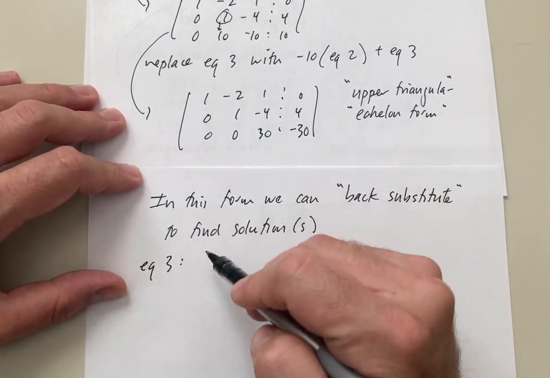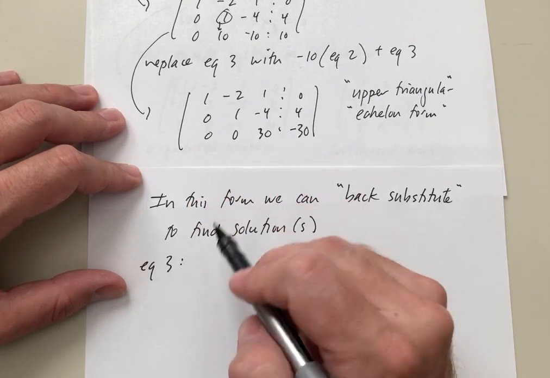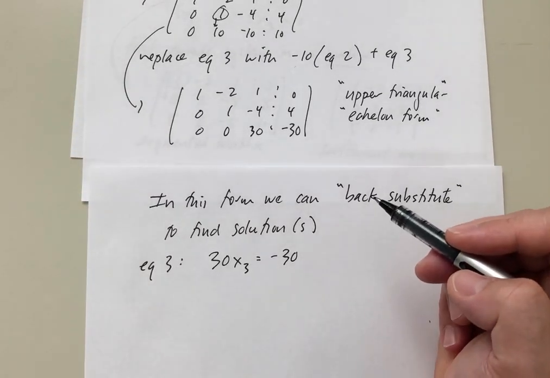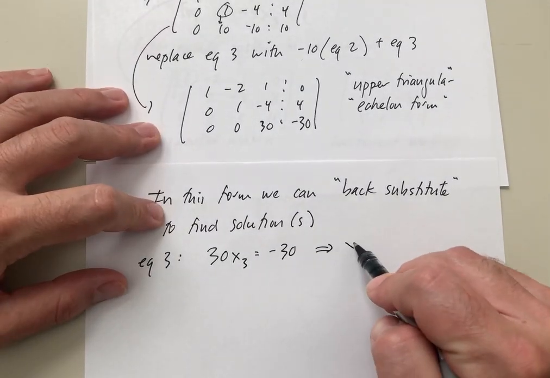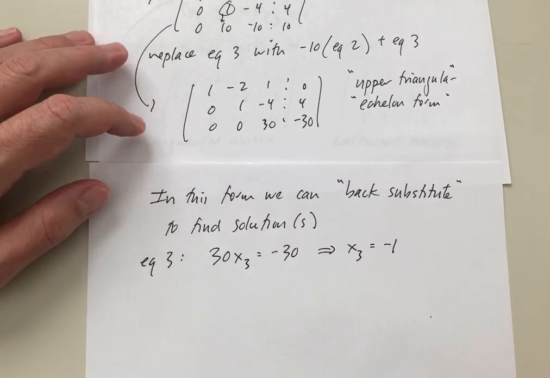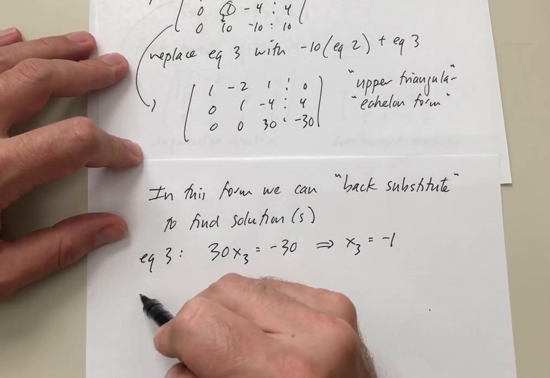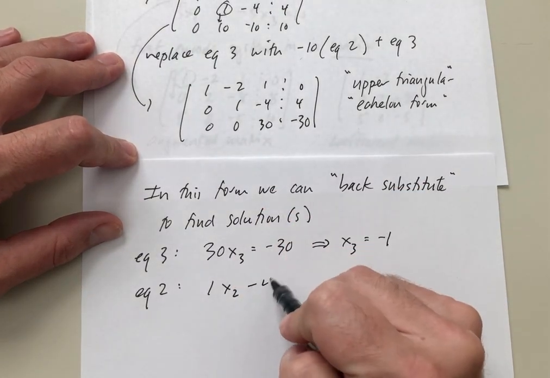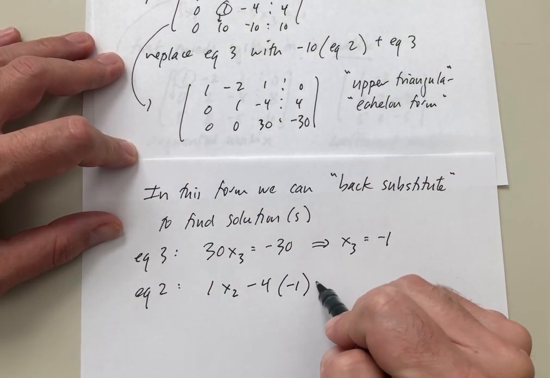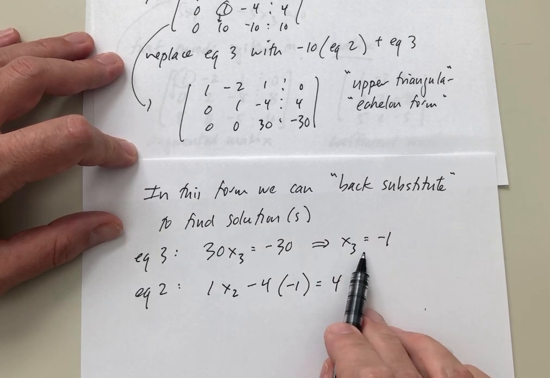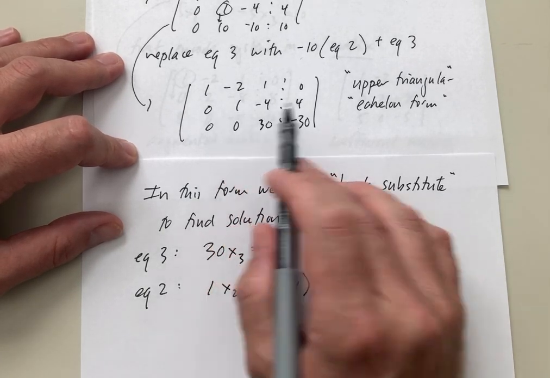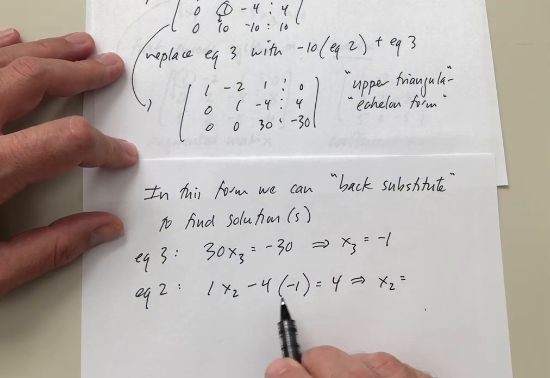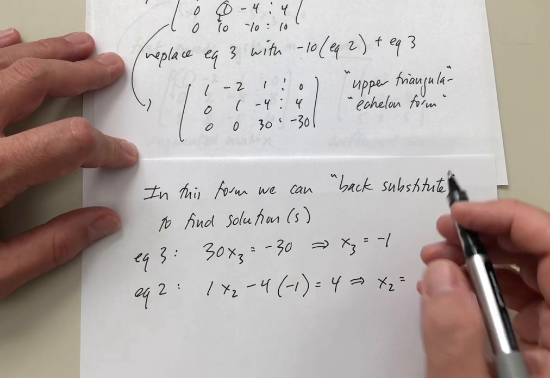Equation 3 is now saying 0x1 plus 0x2 plus 30x3 equals minus 30. Well, that's pretty easy to solve, right? That tells me that x3 equals minus 1. Okay, great. We know what x3 is. But what's equation 2 now saying? This is saying that 1 times x2 minus 4 times x3, which I know is minus 1 now, equals 4. Right? I know that x3 is minus 1. So when I take this equation, I can plug in what x3 is. So what is this telling me? It's telling me that x2 equals 4 minus 4, I guess, right? That's 0.